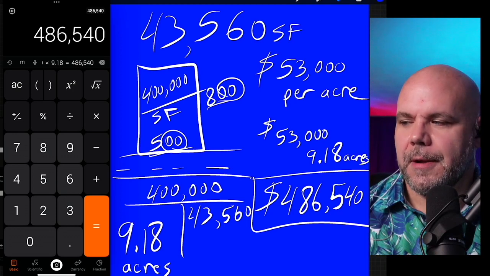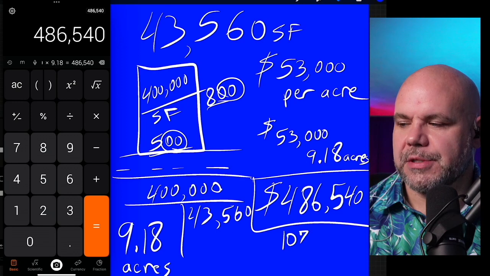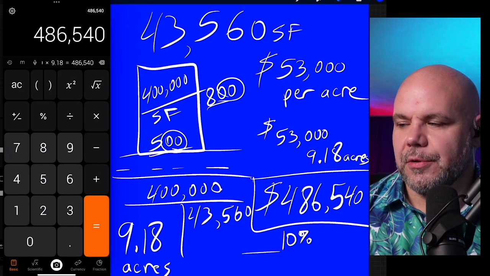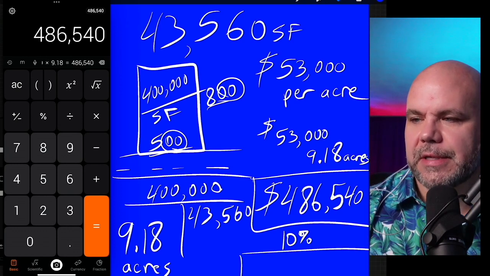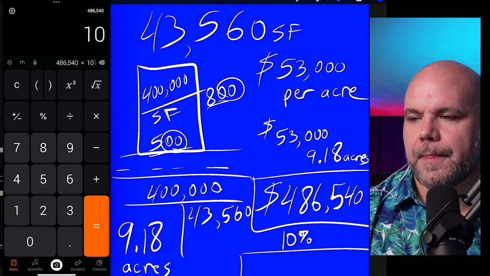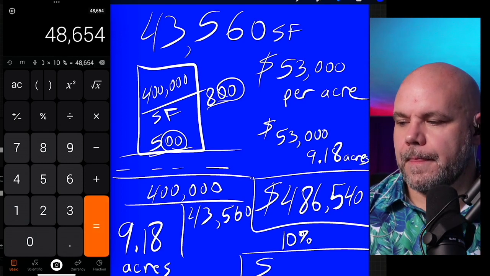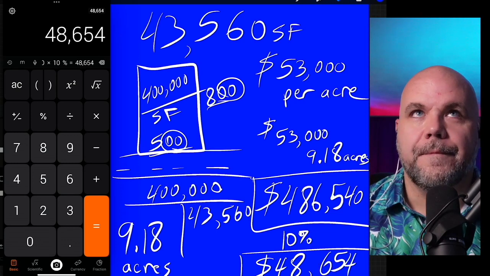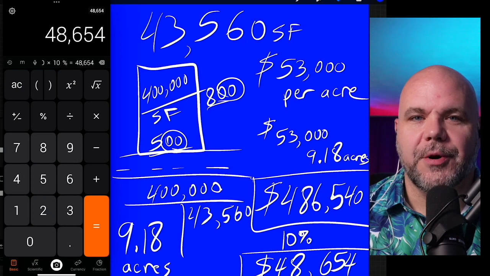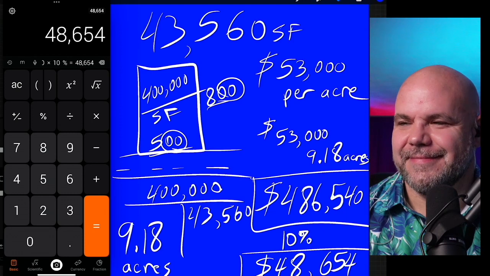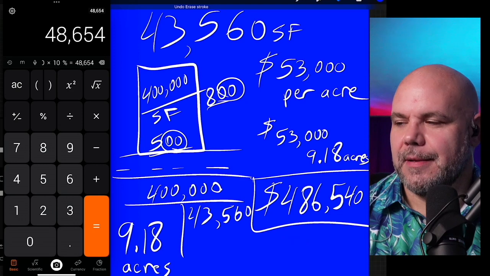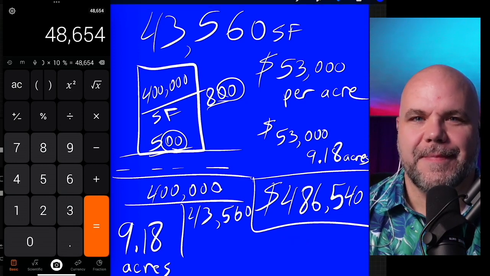So just for fun, if we are earning 10% commission on this listing and it does indeed sell for $486,540, how much are you and your firm taking away from that closing? I'm okay with that. What's your split with your firm? That's your next question. How much of that 48,000 am I taking home? But yeah, we'll get around to that eventually.